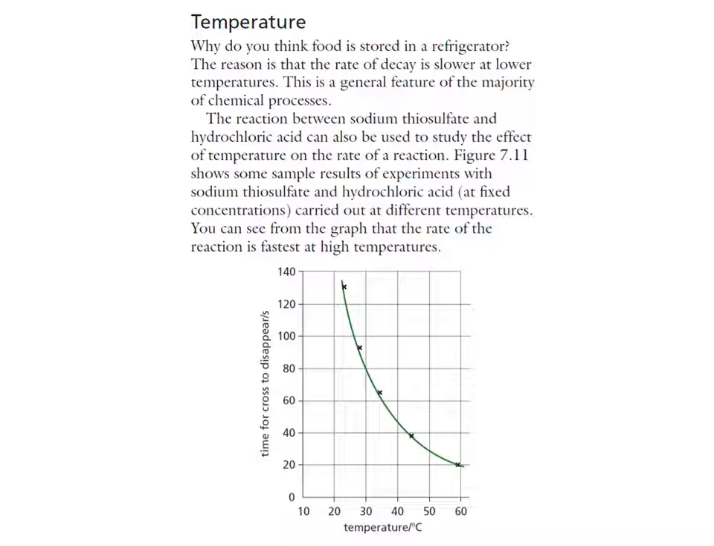Why do you think food is stored in a refrigerator? We store our food and fruits in the refrigerator because the rate of decay is slower at lower temperature. That means bacteria and fungi will work more slowly at lower temperature. This is a general feature of the majority of chemical processes.